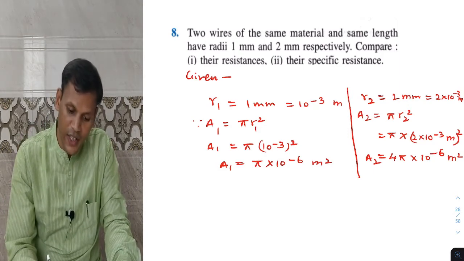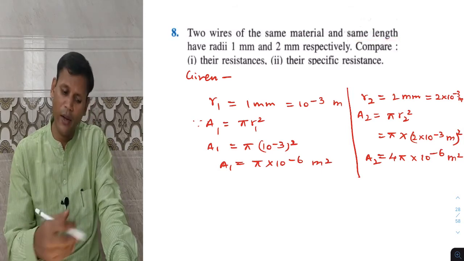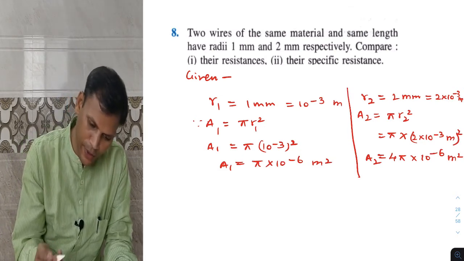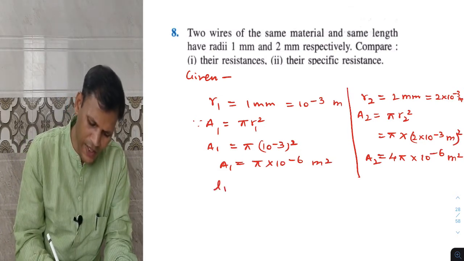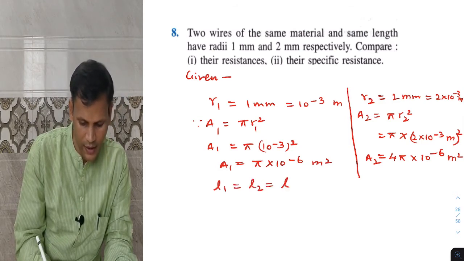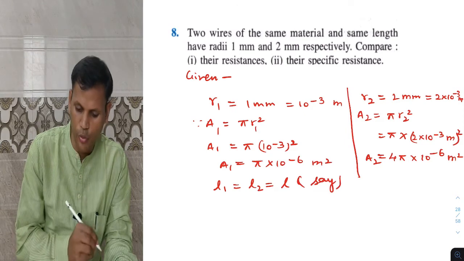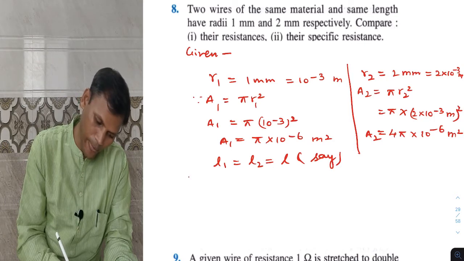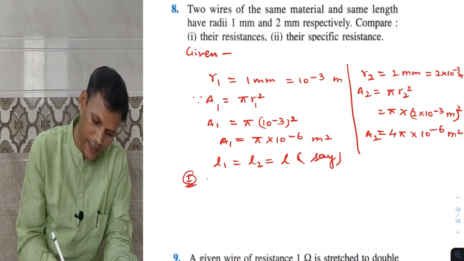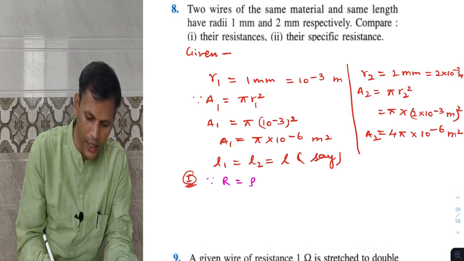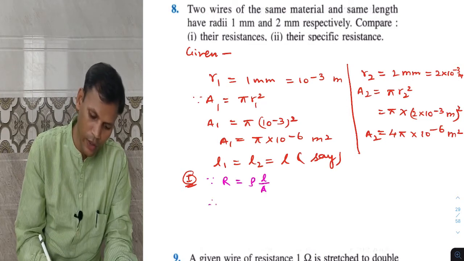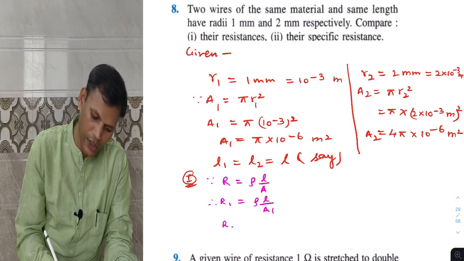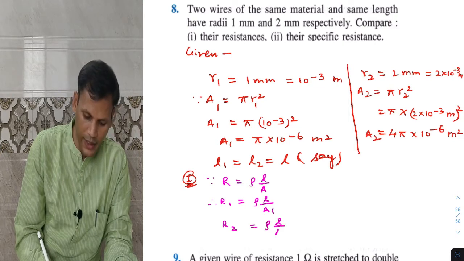And it is already mentioned same length. Length is same, so L1 is equal to L2 is equal to L, I will write, because it is given. Now compare their resistances. For the first part we can write, since resistance R is equal to rho L by A, therefore R1 will be rho L by A1 and R2 will be rho L by A2.